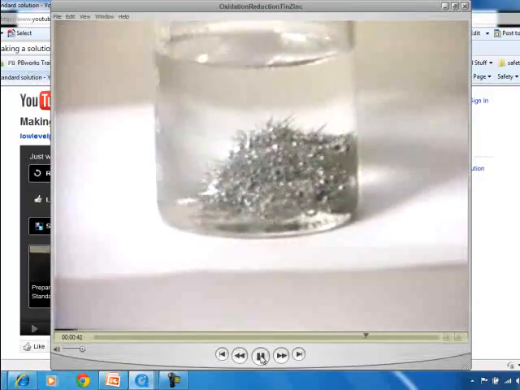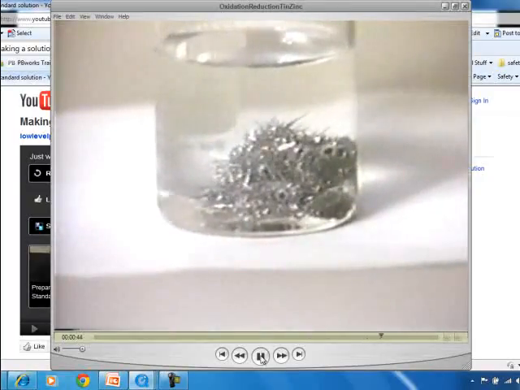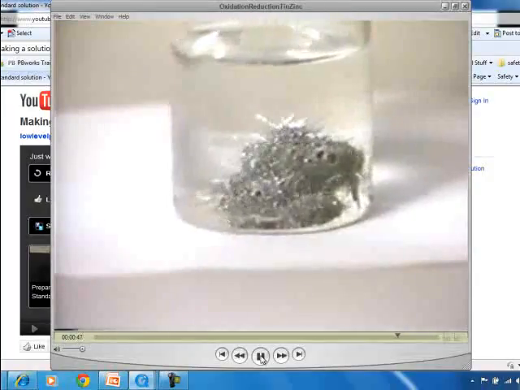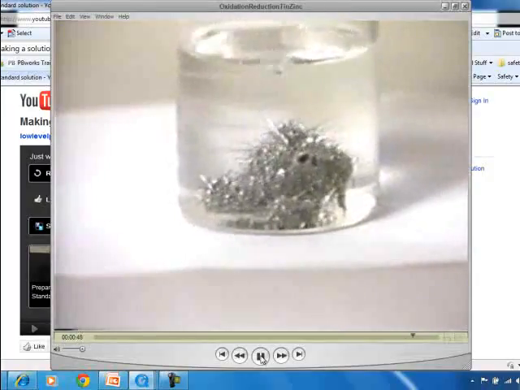After some time, the tin crystals grow out as needles from the surface of the zinc. These are pointed needles of tin on the surface of zinc.